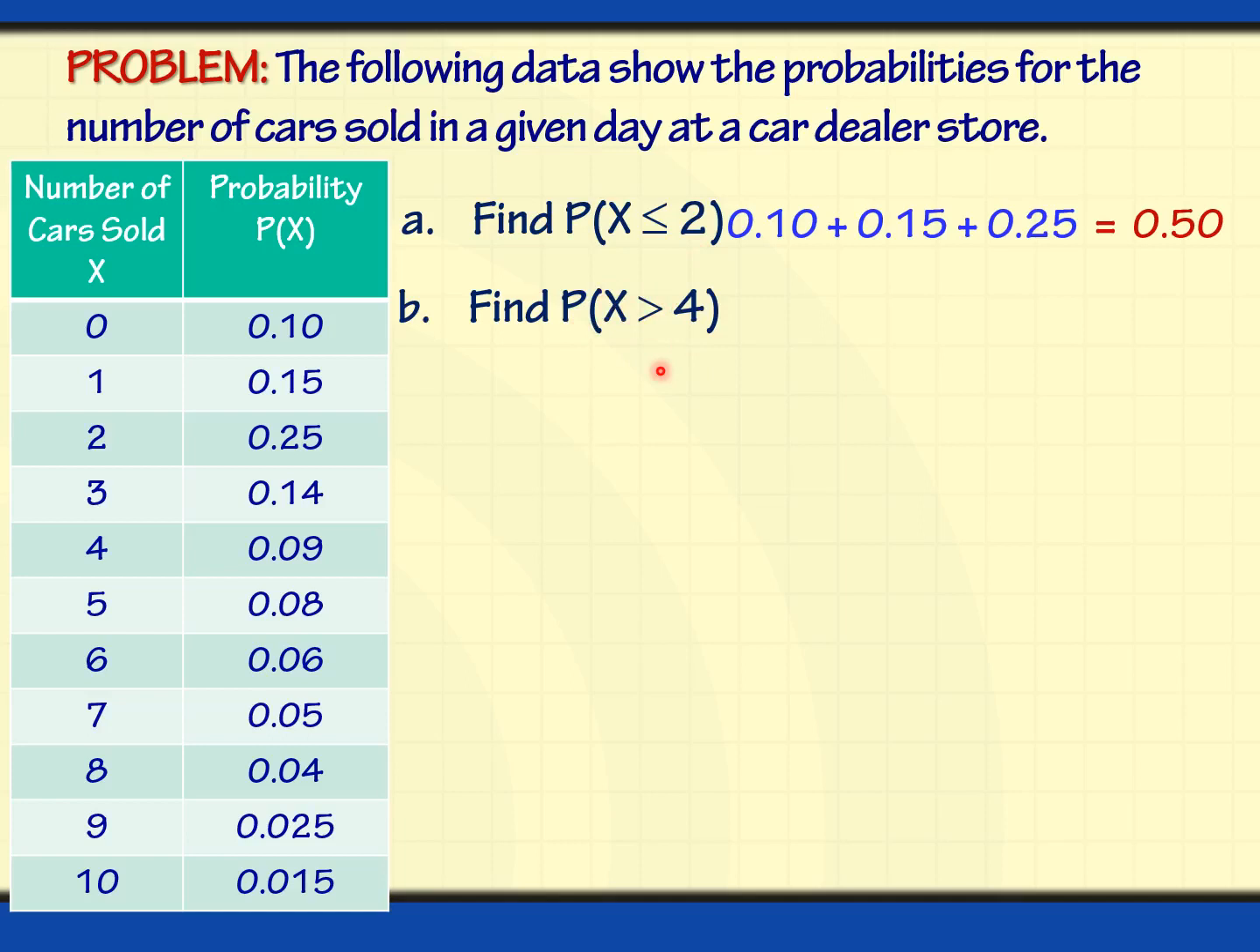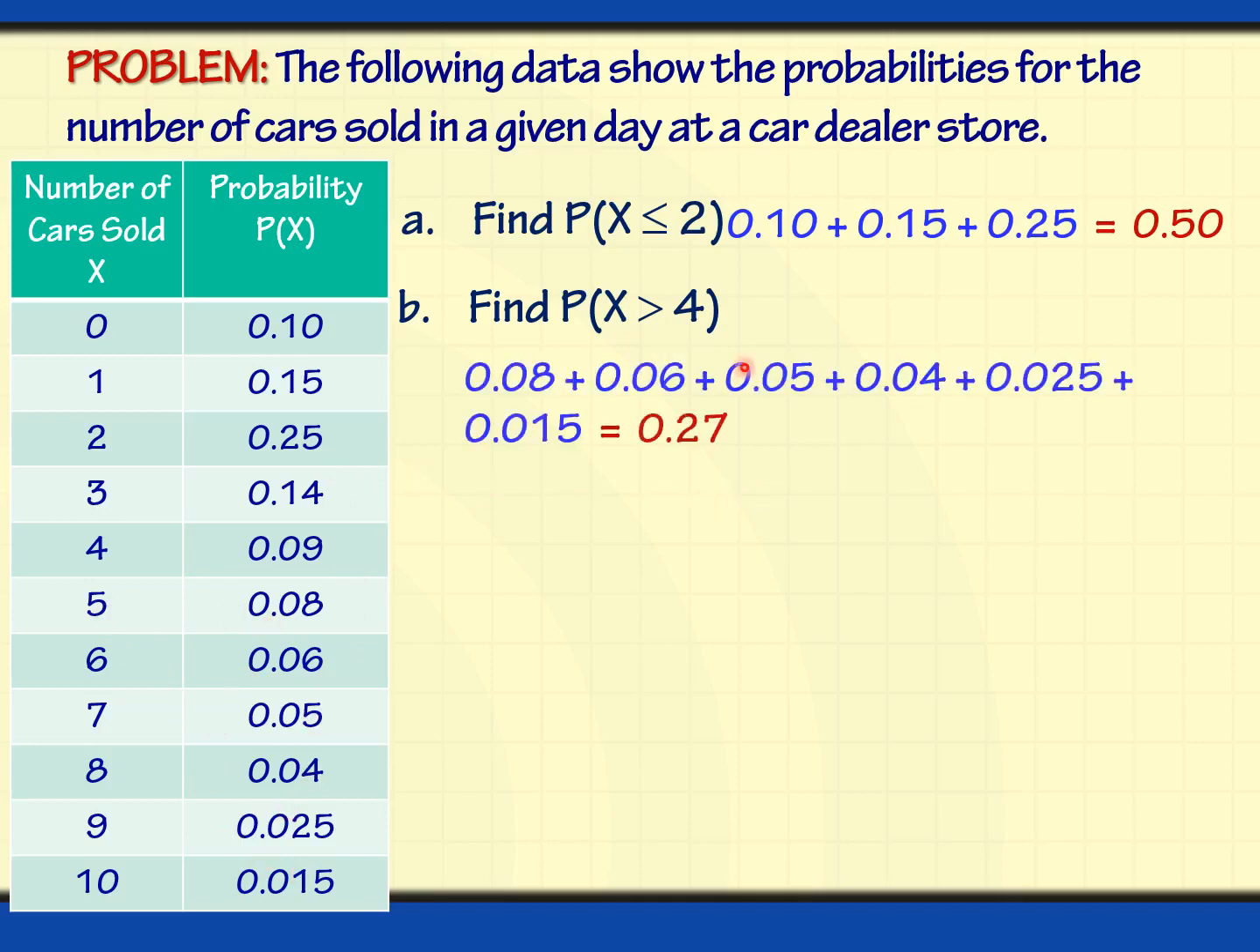Next, find the probability of selling greater than 4 cars in a day. Greater than 4 means 5 cars are sold, or 6, or 7, or 8, or 9, or 10. So we just have to add up again from 5 cars up to 10 cars. And that will give you 0.27 probability, or 27% if you convert it to percent.